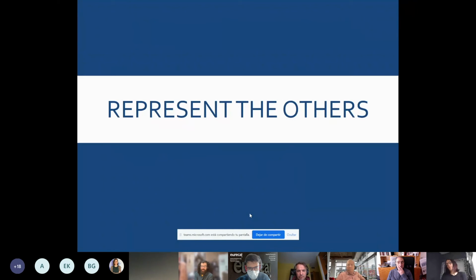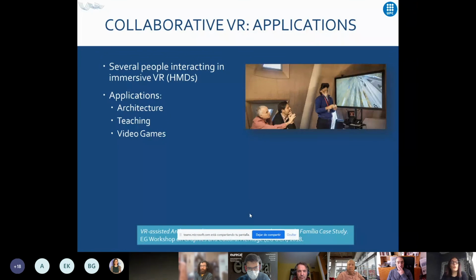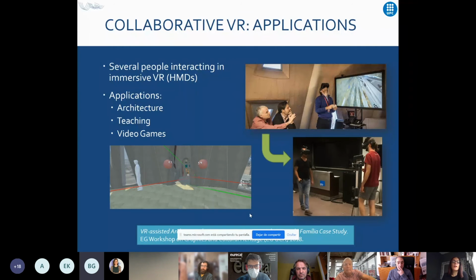So the second case of representing others: we have done a bit of work in collaborative virtual reality for the purpose of architecture and teaching. Typically, we have done experiments, for example, with architects, where we only had these kinds of floating heads that you can see here. For the architects, this was enough to communicate relevant information, such as where the other person is looking, and having virtual rays traced from the controllers was enough to tell the other person, look at this point, or indicate what you're referring to.